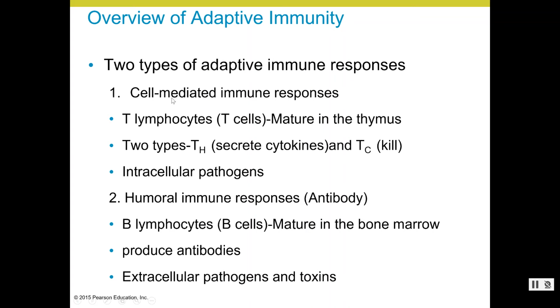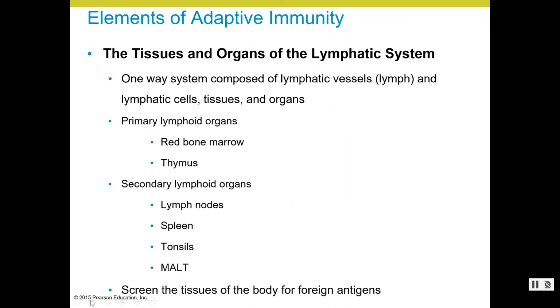So because of that, cell-mediated immune response is intracellular, protecting us against things within the cell, and the humoral immune response with our B cells and antibodies are going to be extracellular and protect us against things outside of the cell. What else do you need to know from that?